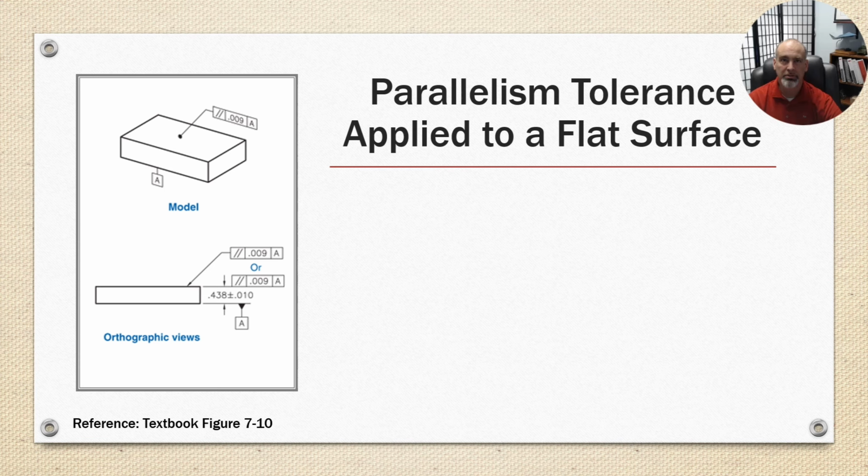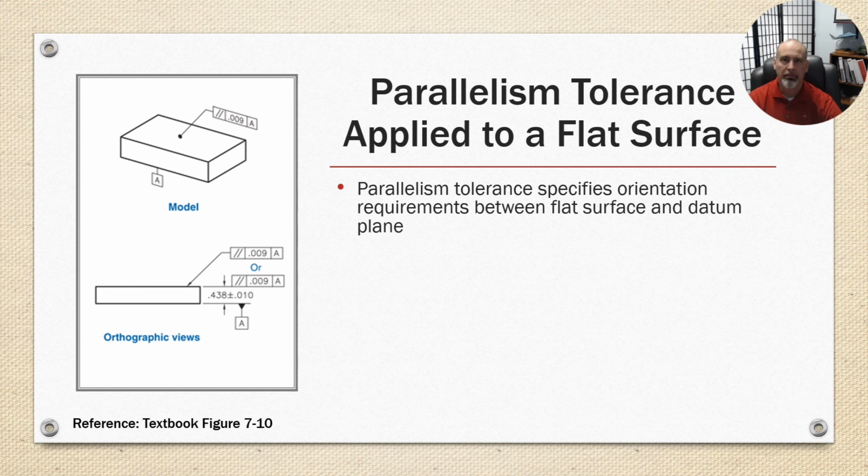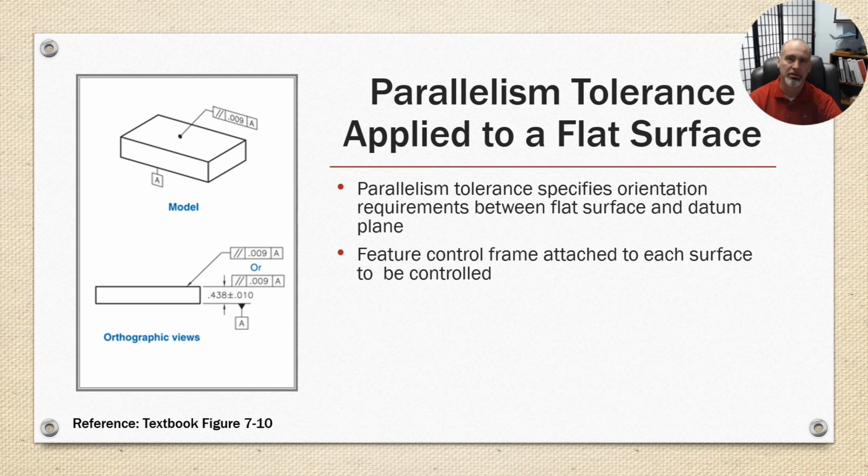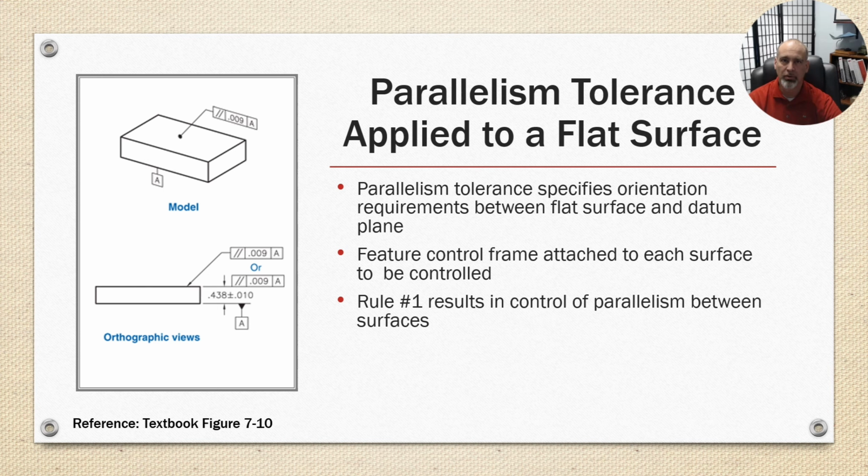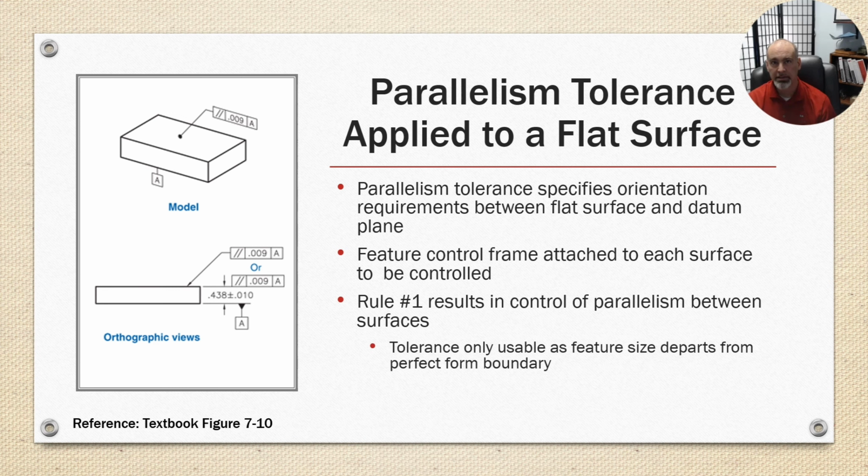Parallelism applied to a flat surface. Parallelism tolerance specifies orientation requirements between flat and datum plane. A feature control frame attached to each surface to be controlled, and GD&T rule number 1 results in control of parallelism between surfaces. So in that case, the tolerance only usable as a feature of size departs from a perfect form boundary. And the tolerance zone is permitted to float within the size limit.